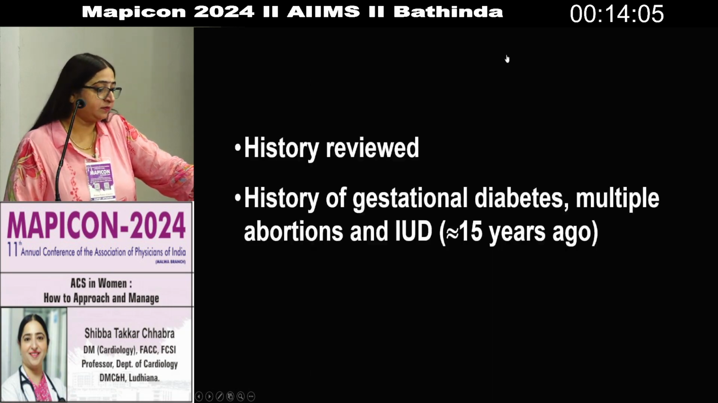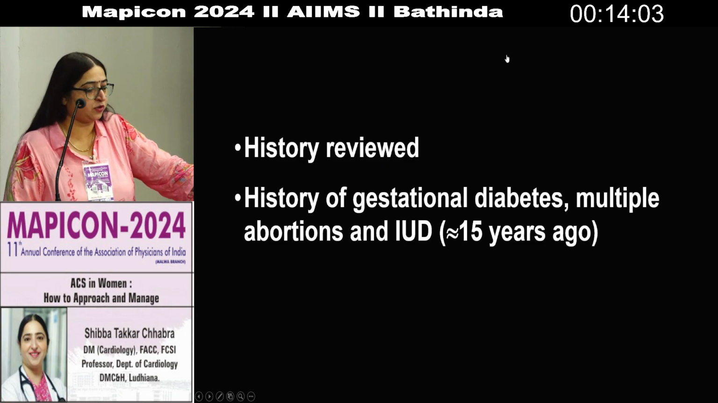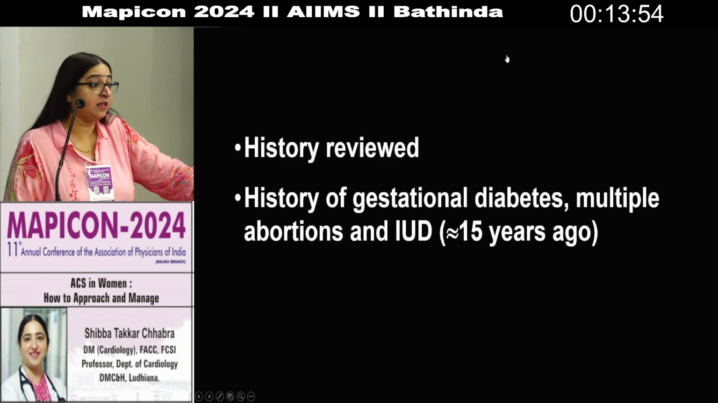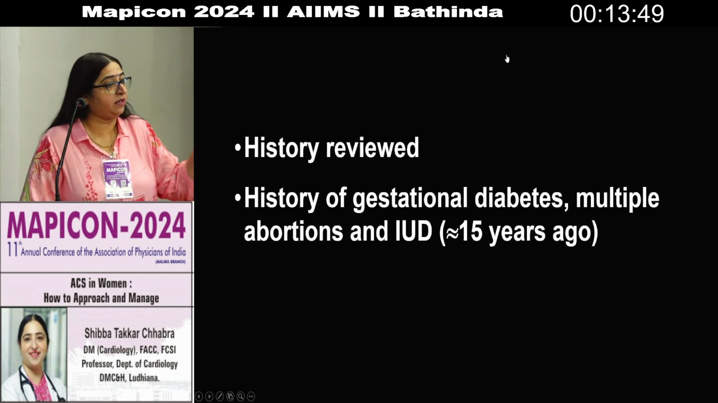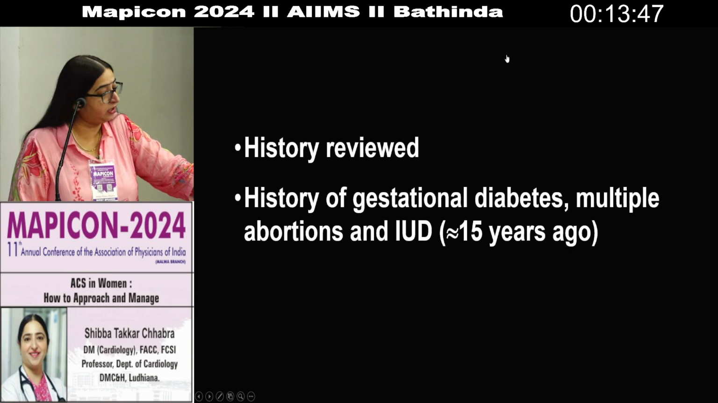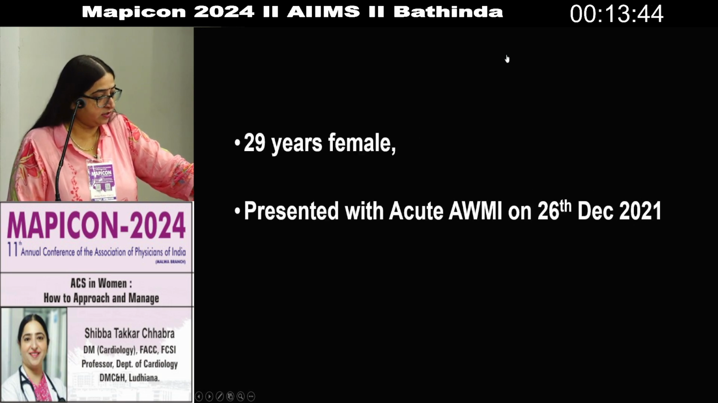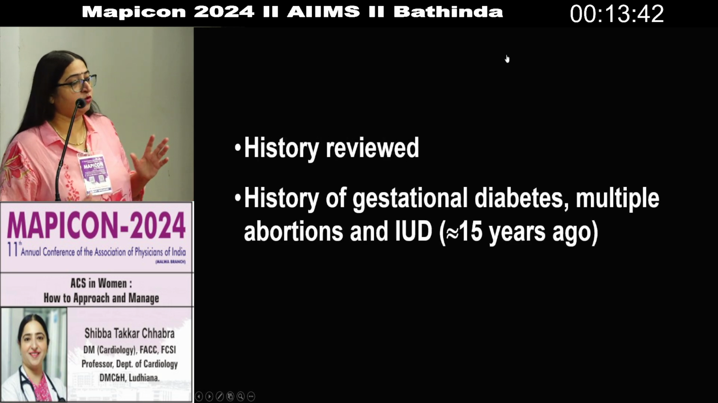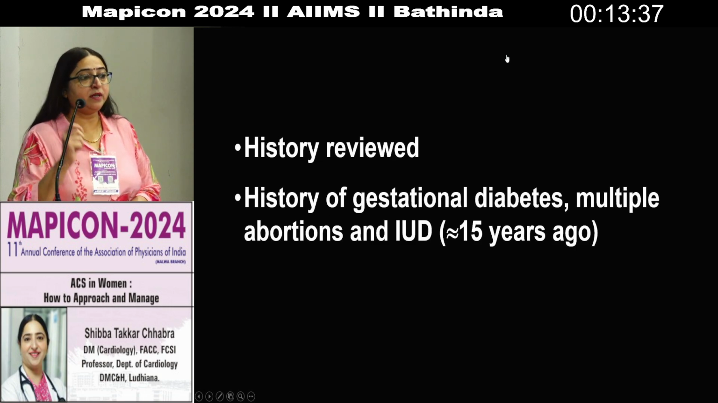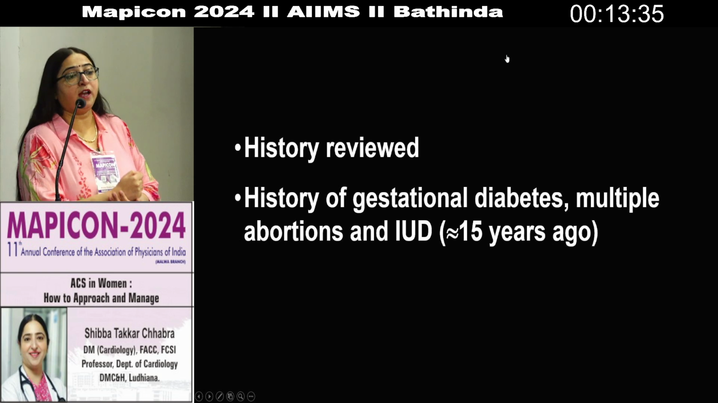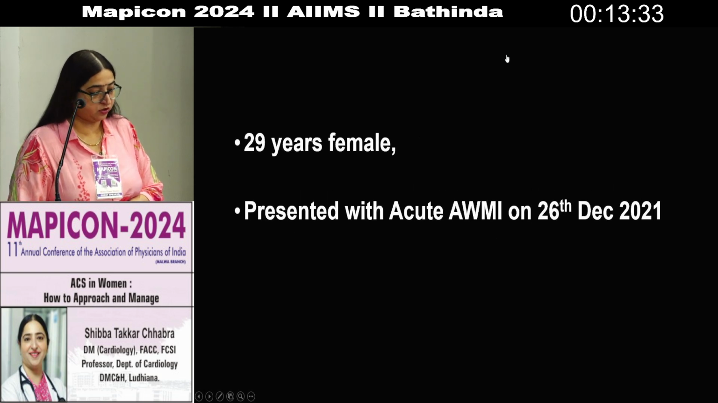So for no risk factors, however, when the history was revealed, it revealed that this patient had history of gestational diabetes, multiple abortions, and intrauterine deaths, which was there around 15 years back when she was pregnant and she had gestational diabetes and then recurrent abortions. So ladies and gentlemen, it's important for us to understand and know that causes such as gestational diabetes and pregnancy-induced features can have a bearing for cardiovascular ailments in women.